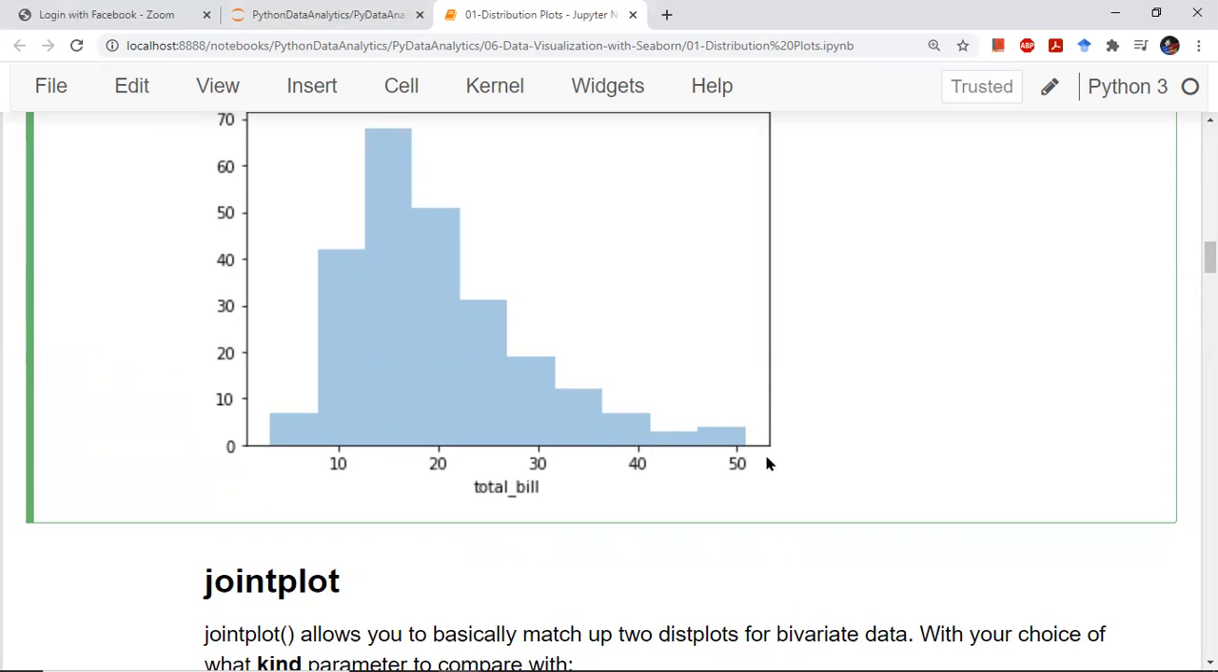This can be a big family which came for a birthday party, or maybe a bigger family which came for a lunch. So there are maybe 10 to 15 people who are paying this big amount, right?